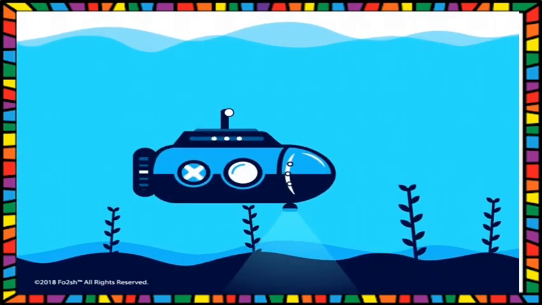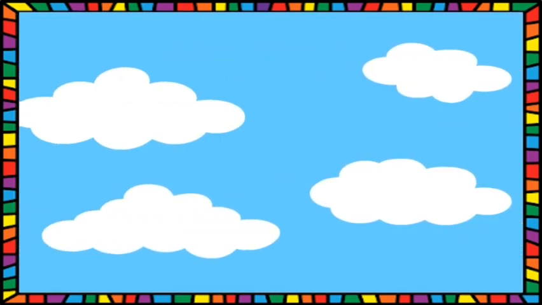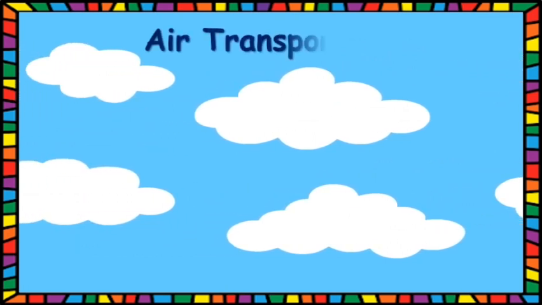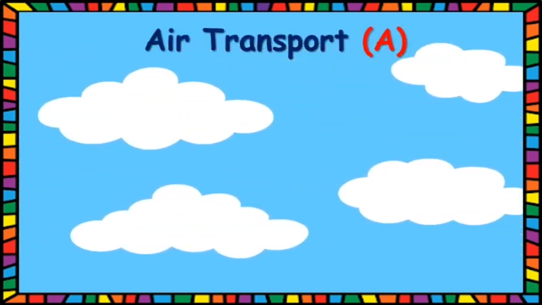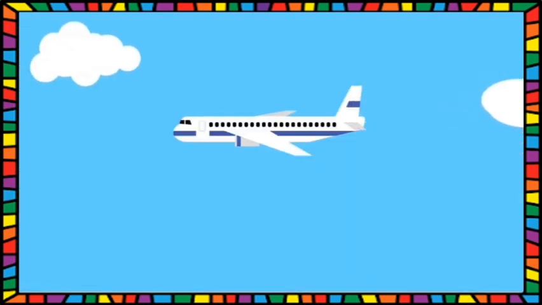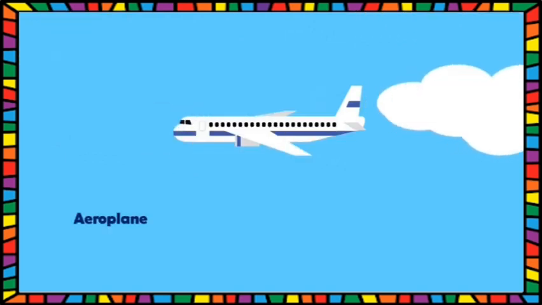Now let us move on to the last and final means of transport, that is air transport. A for air transport. The first vehicle is an aeroplane. The fastest and inexpensive means of transport.